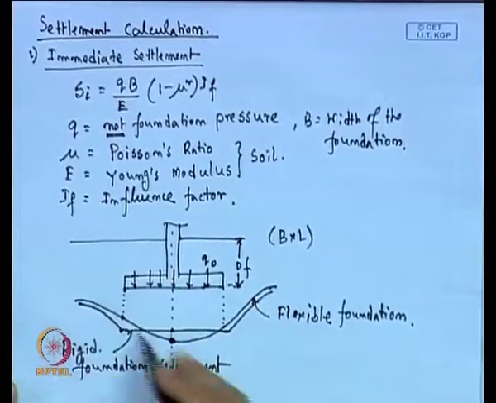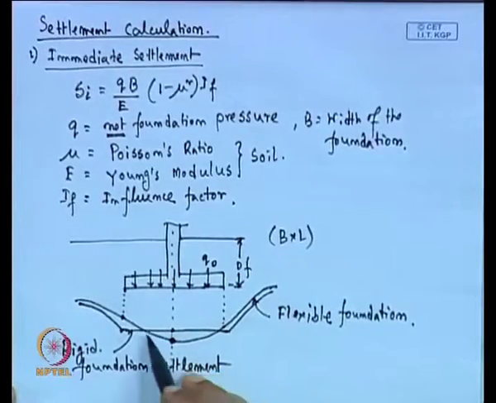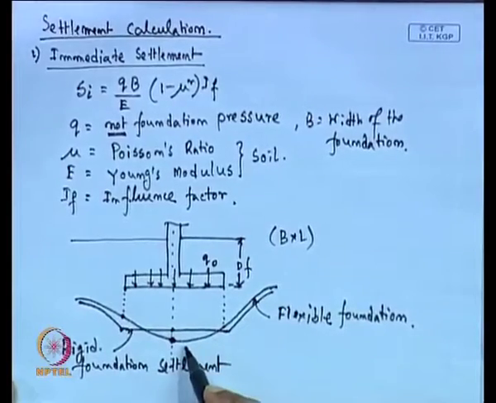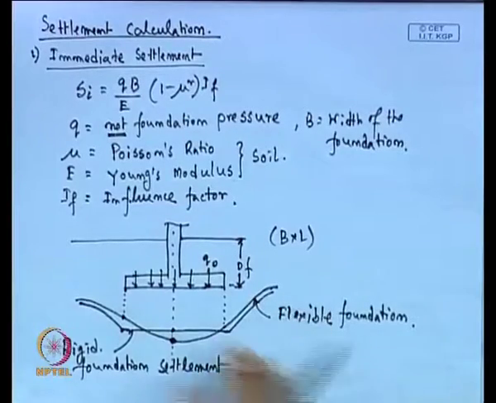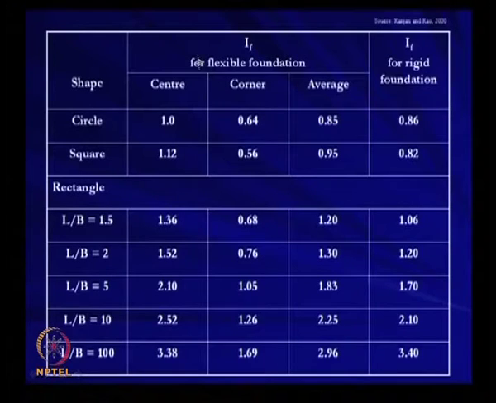Then we can consider the average influence factor for the flexible type of foundation. One table we can consider is a table where, by using it, we can calculate the influence factor for the flexible foundation and for the rigid type of foundation. As I have mentioned, for the rigid type of foundation, this value is the same whether it is a corner or center.